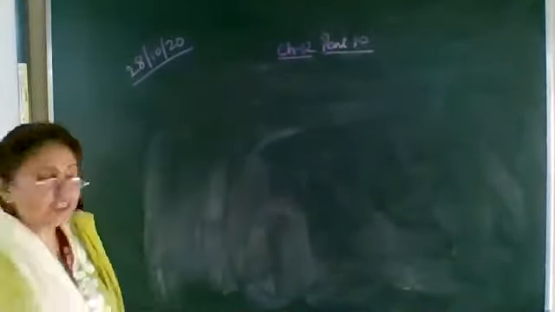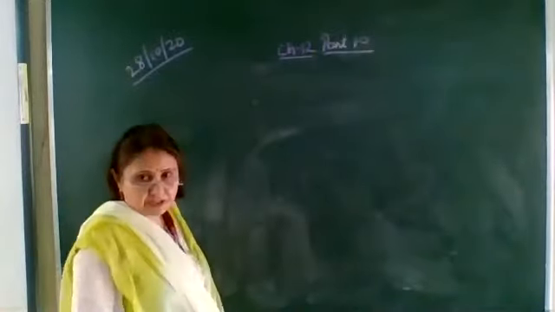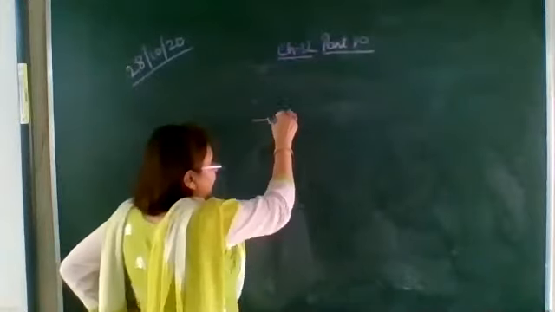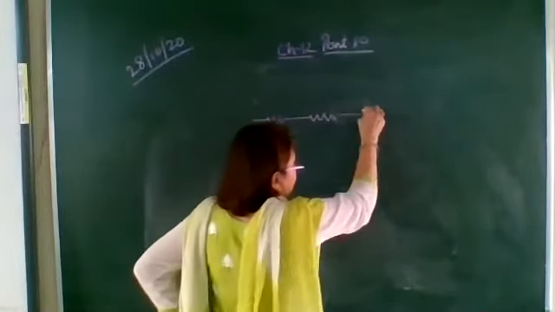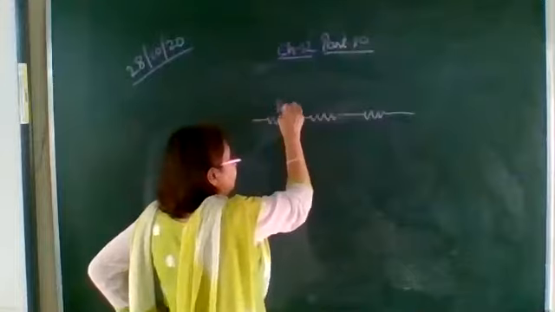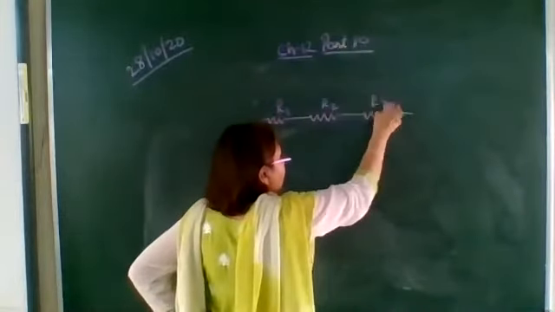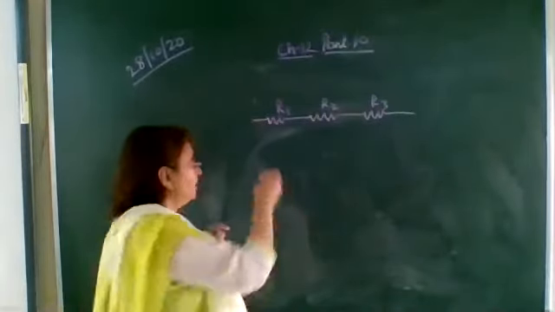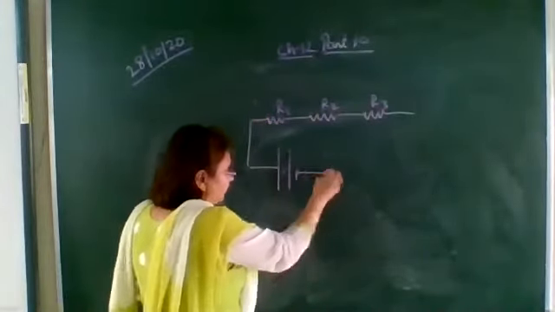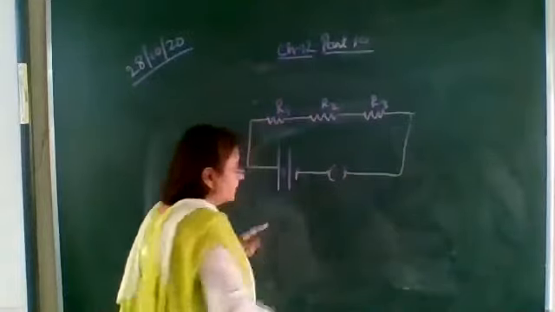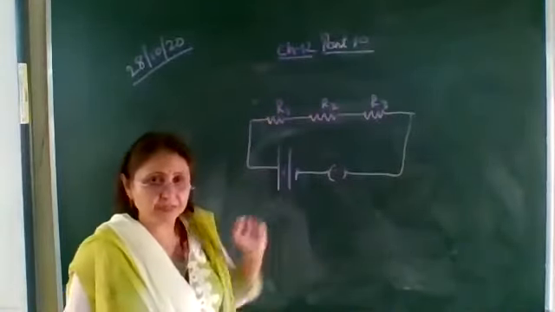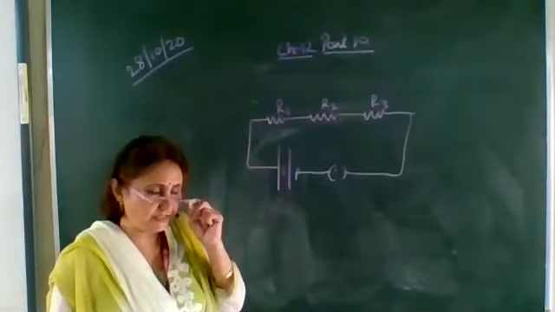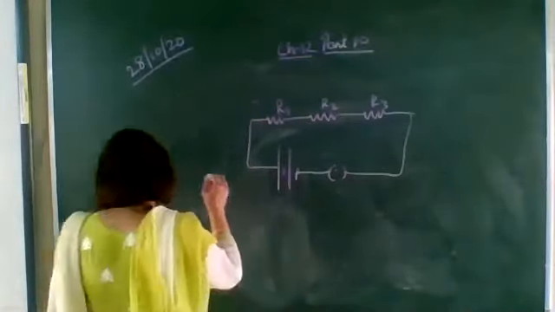Now in series combination, there are three resistors having resistances R1, R2 and R3. If they are connected one after the other, which is connected to a battery and a key, this is the full circuit. This type of combination is called the series combination of the resistances or the series combination of the resistors.